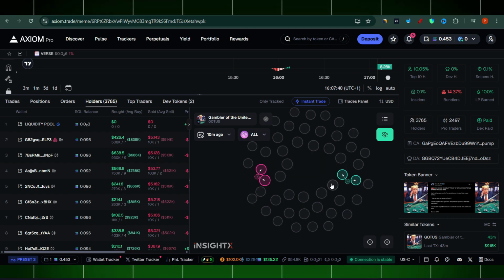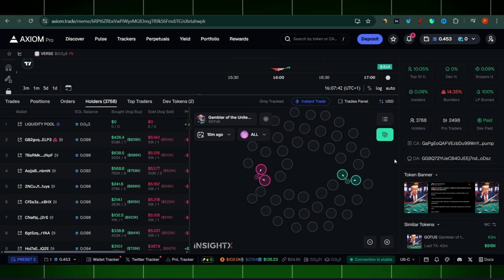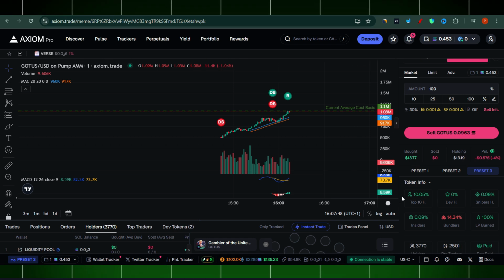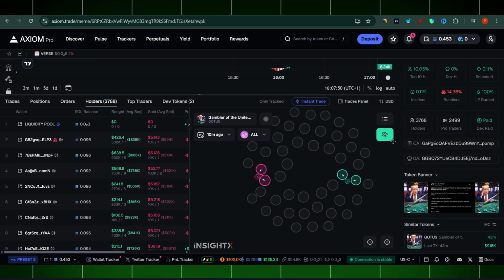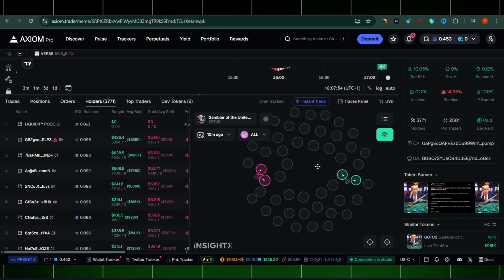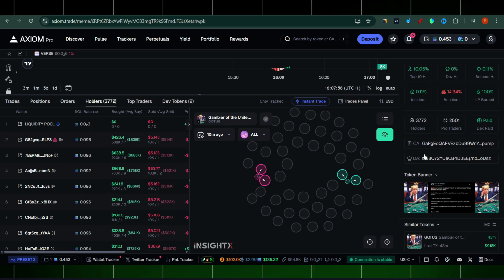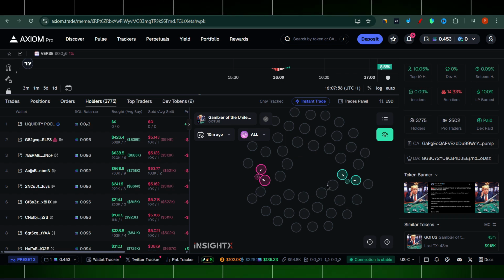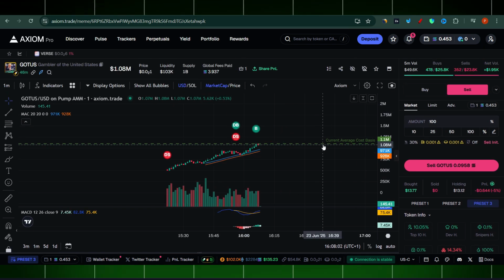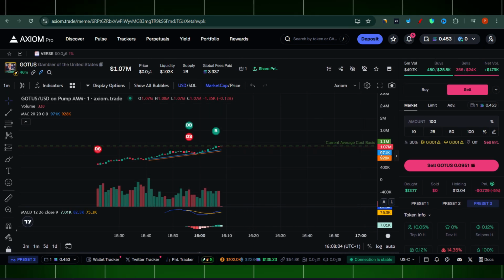So it's not like one person or group of people are holding the majority of the coins, which is good news, right? It's very good news if there's not much bundling happening here. For the moment, the bubble map mostly doesn't show that many of them being bundled, which is great news. Okay, so let's see what's happening next with this one.